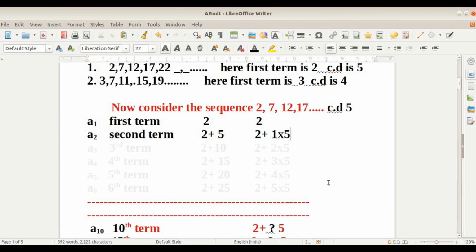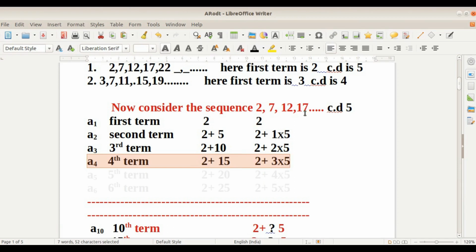Go to the third term. The third term is 12, that we can write as first term plus 10. This 10 we can write as 2 times 5. Then the fourth term is 17. This 17 we can write as 2 plus 15, and 15 we can write as 3 times 5. So the fourth term 17 we can express as first term plus 3 times 5. Similarly, the fifth term and sixth term we can write this way.